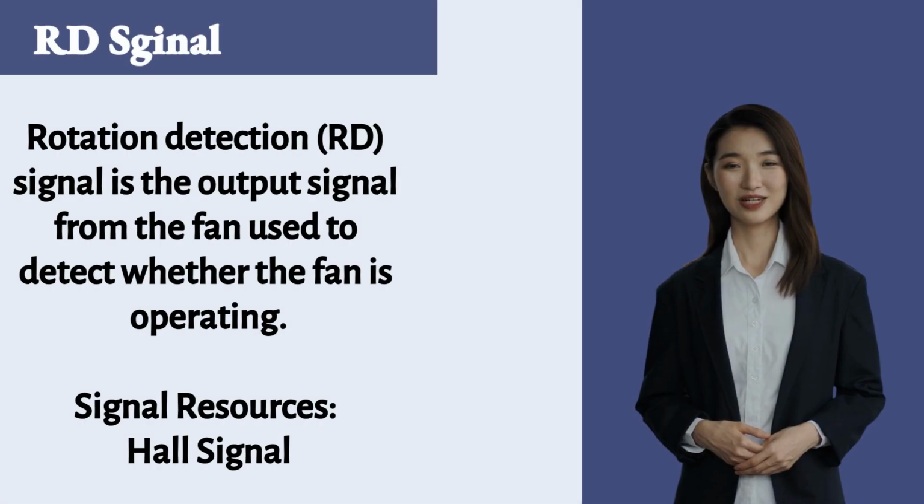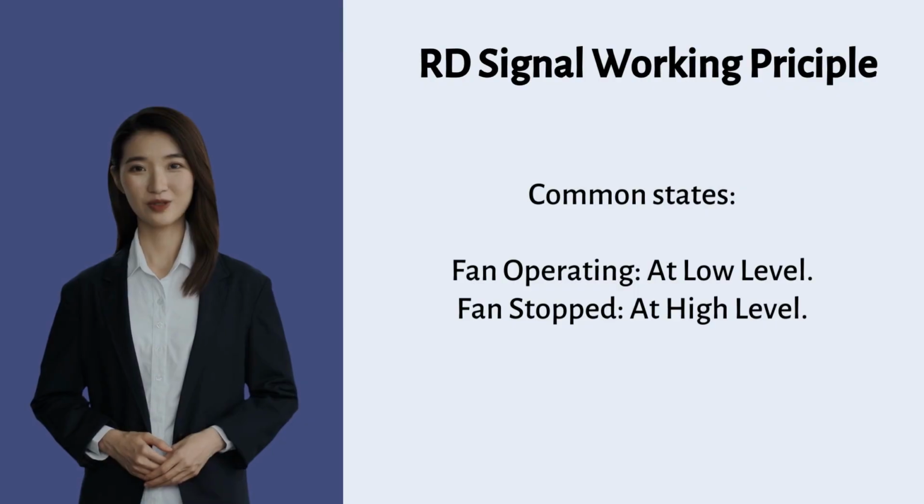Next, let's come to RD signal. Rotation detection, RD, signal is the output signal from the fan used to detect whether the fan is operating. Its signal source comes from the Hall signal. Now, we are talking about the RD signal working principle.